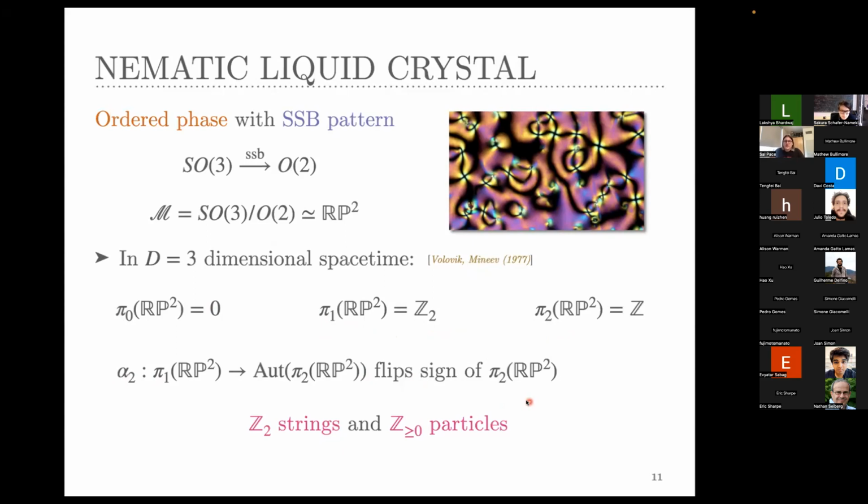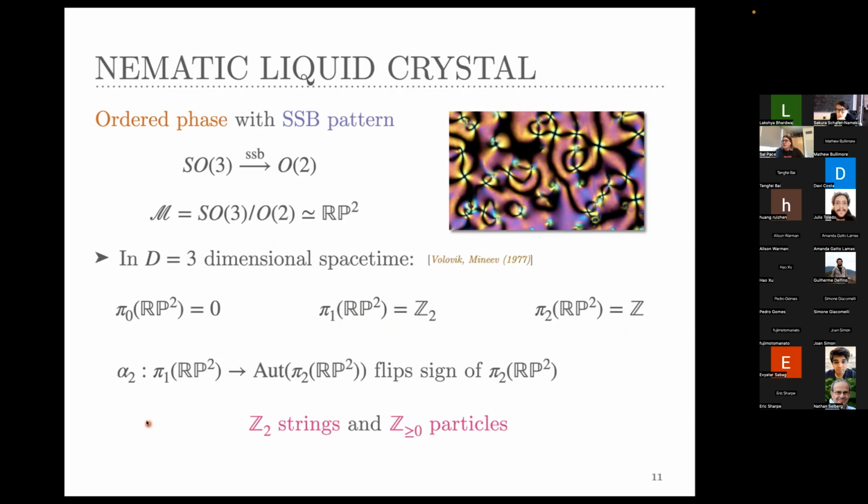So what that means is that for the codimension 3 homotopy defects, the sign isn't important for their classification. You can go from a +1 codimension 3 homotopy defect to a -1 codimension 3 homotopy defect just by deforming things. So because pi 1 is Z2, you have Z2 strings. And because pi 2 is Z, modulo the sign of Z, you have particles that are labeled by non-negative numbers.